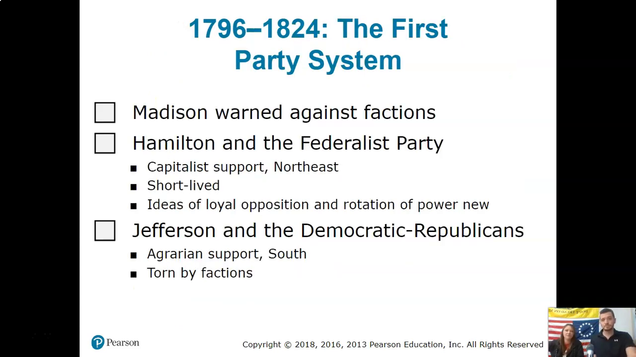Okay, so 1796 to 1824. We have talked about this in class, maybe a little bit. I feel like maybe in regular Gov I talked about it more. But Madison and many of the founding fathers actually warned against creating factions, creating political parties. They said this will be bad if the country ends up going in this direction. We didn't really listen to them.